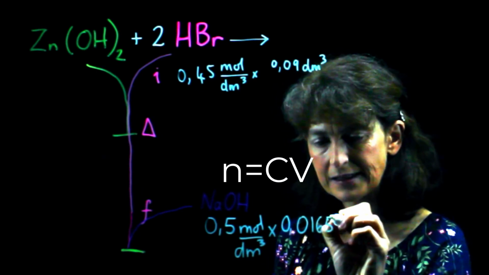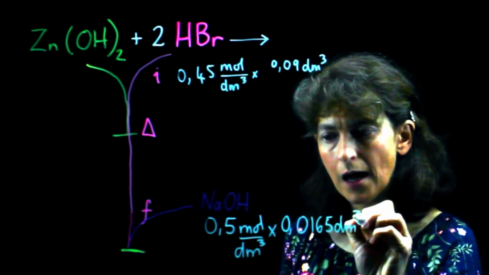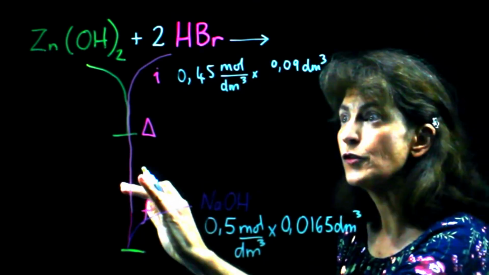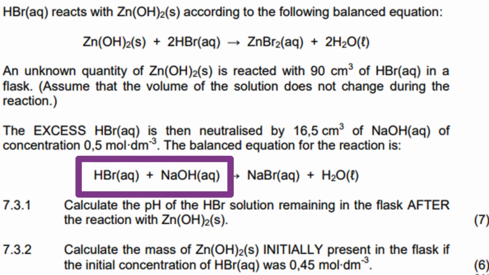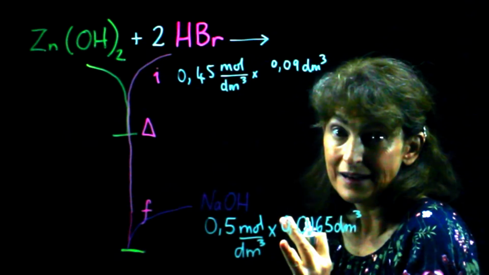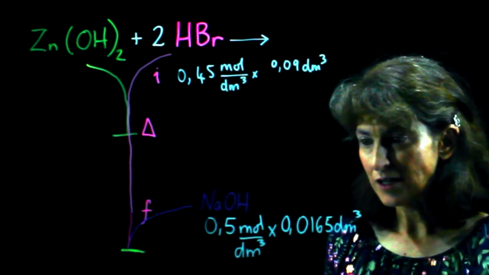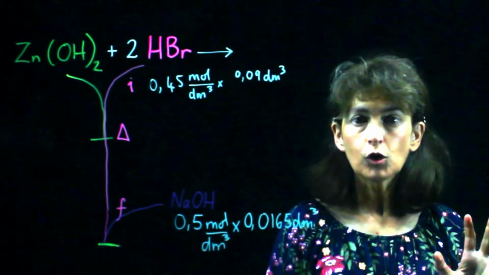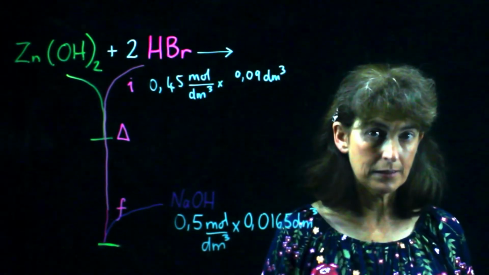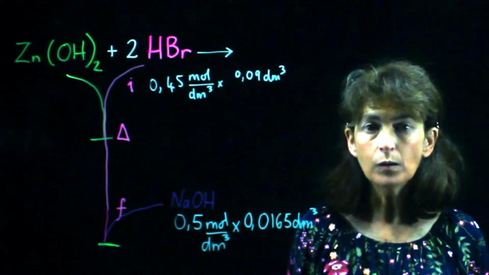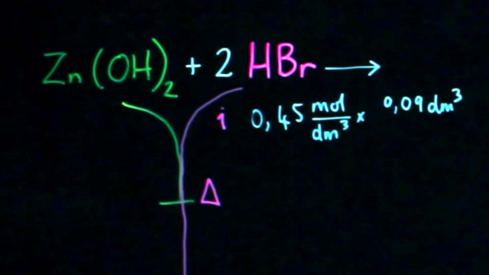0.0165 decimeter cubed. Now, also relevant here is we need to know the reacting ratio between HBr and sodium hydroxide. And easy for us, it's 1:1. We see that from the balanced equation. We'll worry about the actual questions that we're asked later, but for now, we're trying to make sense of the situation.